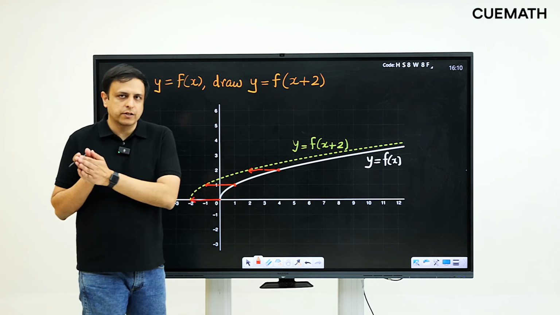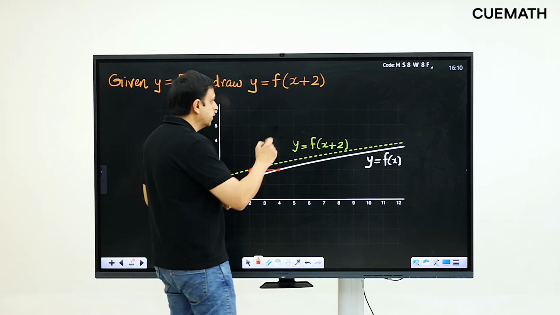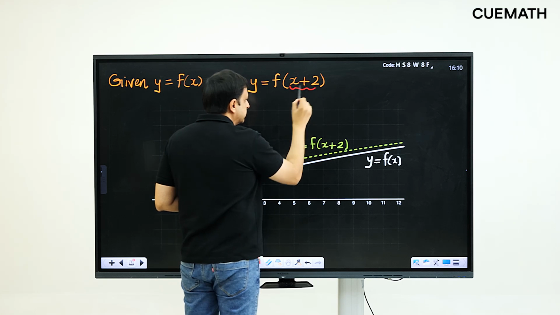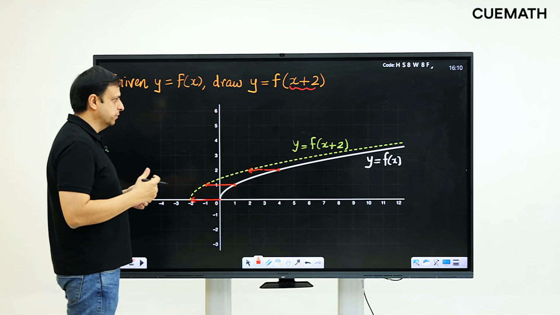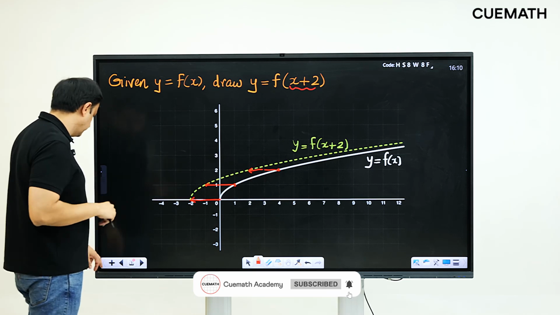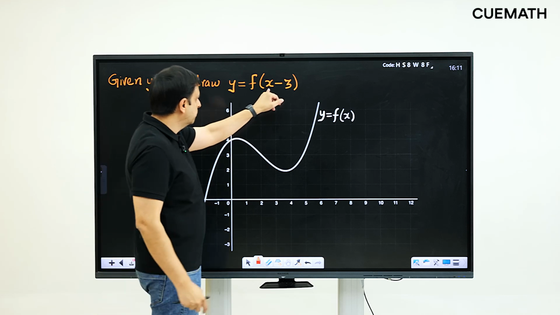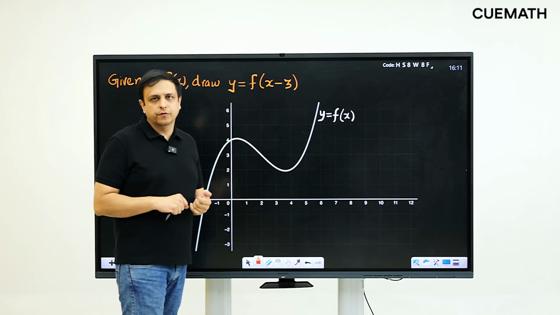There has been a horizontal shift 2 units towards the left because the argument x was changed to x plus 2. So, by adding 2, you shifted the graph 2 units to the left. Now, what if instead of adding something to the argument, you subtract something from the argument?